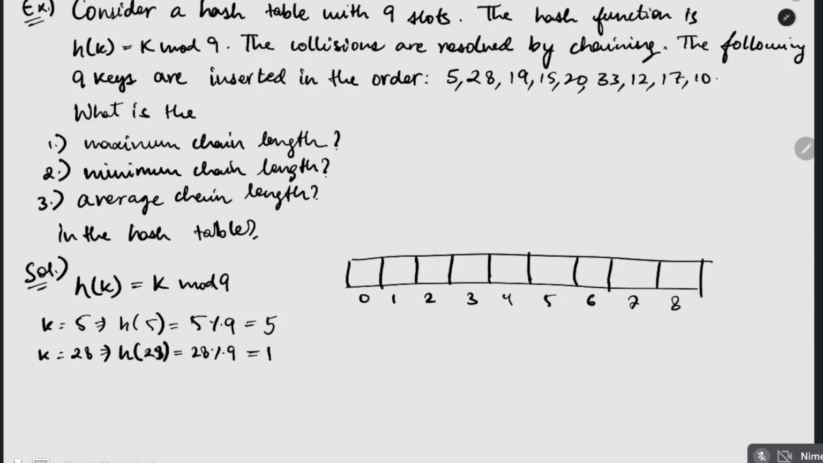Okay, so 5 goes at index 5, 28 goes at index 1. So next 19, h of 19, 19 mod 9, that is also 1. So 19 is chained at index 1, after 28.